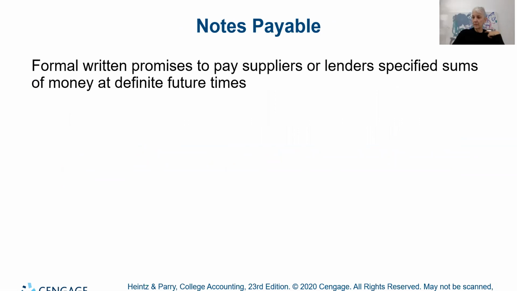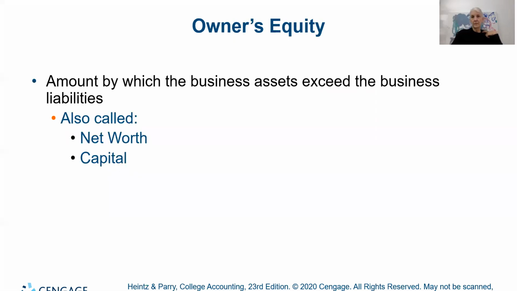We borrowed money in order to get money to pay. We might have gone to somebody and said, can we buy this product from you? And they said, no, we don't trust you, but we will sell it to you if you're willing to sign a note. And a note means that you promise to pay plus some interest.